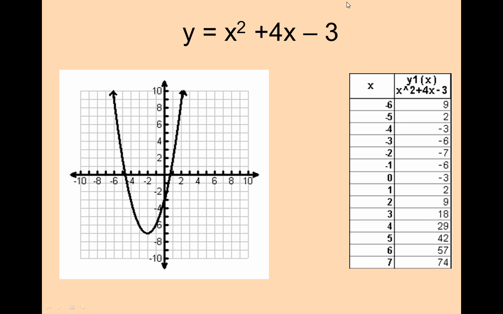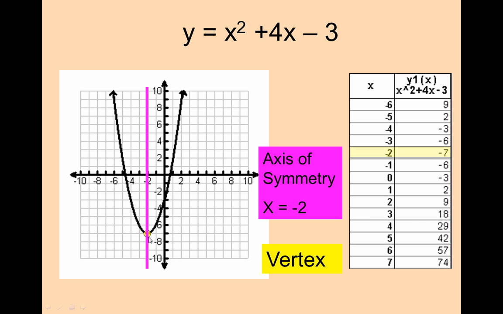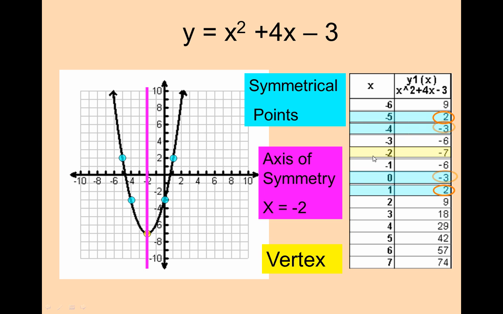Now, it's not 0, -3, because look, -3 has a partner point up there at -3. -6 and -6. Your vertex is right here where the parabola changes direction. Now your axis of symmetry, x equals the x number of the vertex, is x equals -2. Your symmetric points, there's many more than just what they have in the blue, but they only listed just a couple of them. Okay?